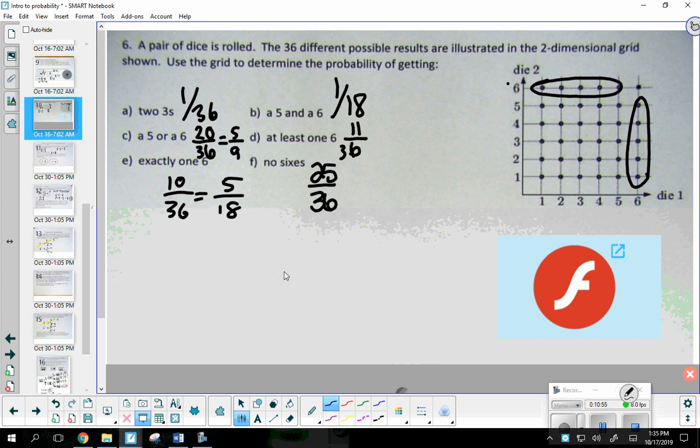Okay. Now let's talk about no 6s. Where did we get the 25 from? Yeah, whatever you roll on one die, as long as you get no 6 at all. So all of those are eliminated, all of these are eliminated, and you'll notice you've got 25 left out of your sample space.